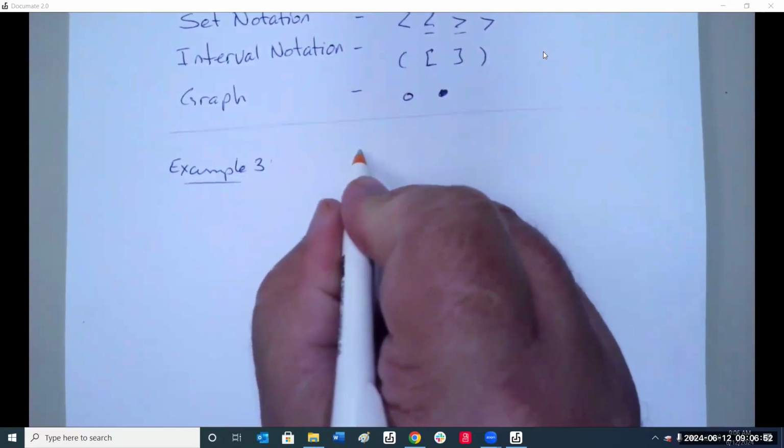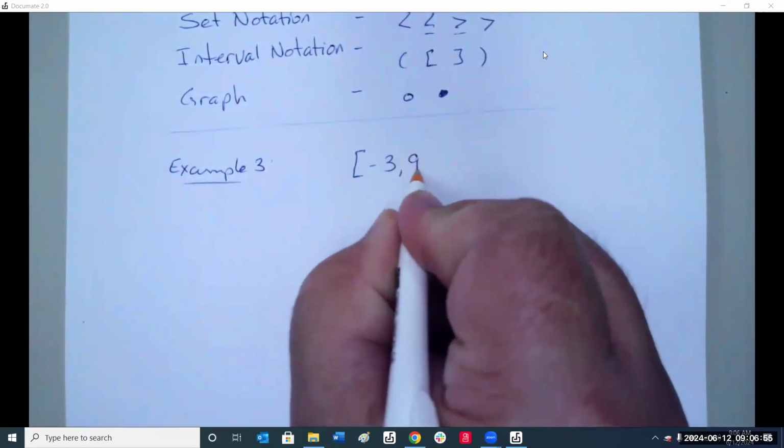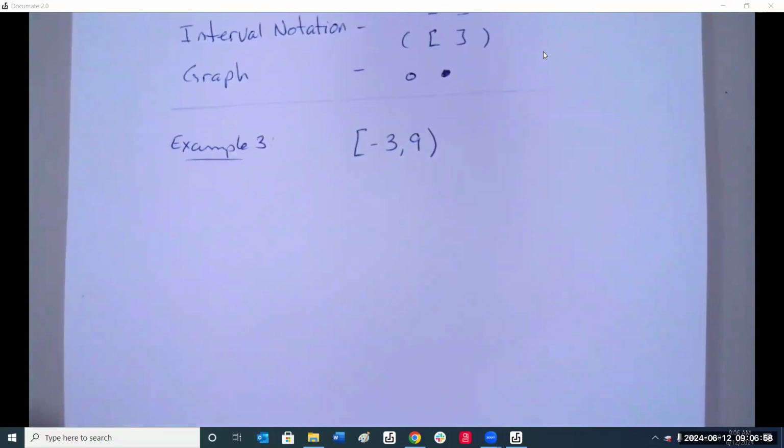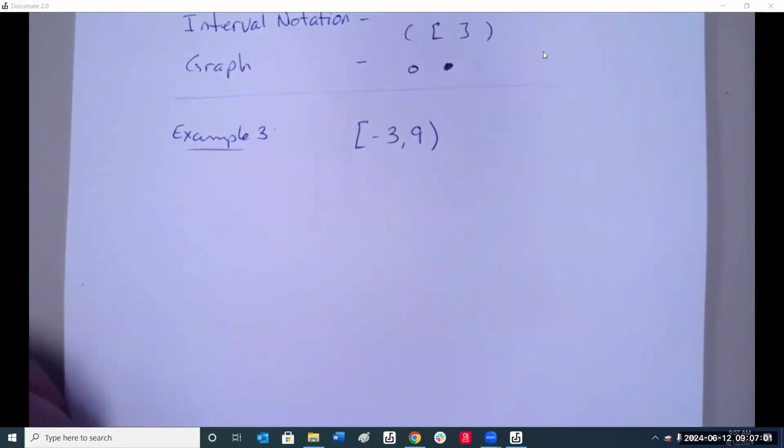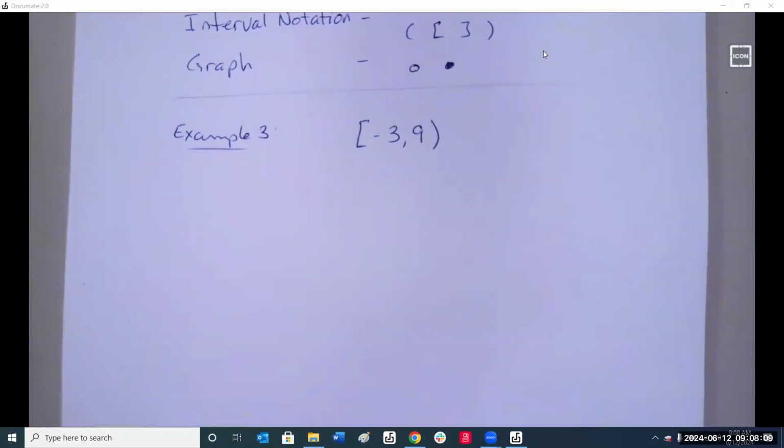Example 3. If I gave you this, first thing I'll ask you is what notation is that? That's interval. So we have to put it in the other two notations. So we have to put it into set notation and we have to graph it. Go ahead, work it. Don't wait for me to do everything. All right, should we finish?